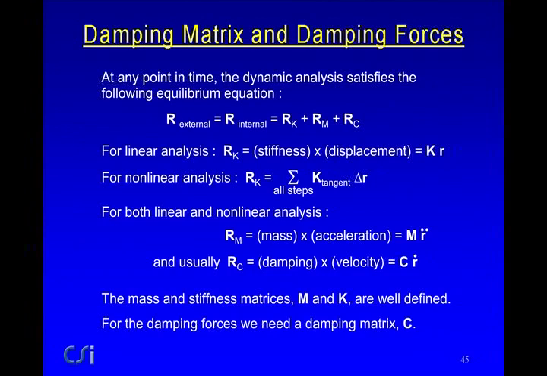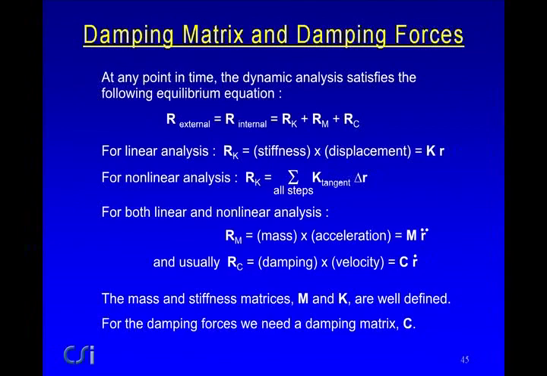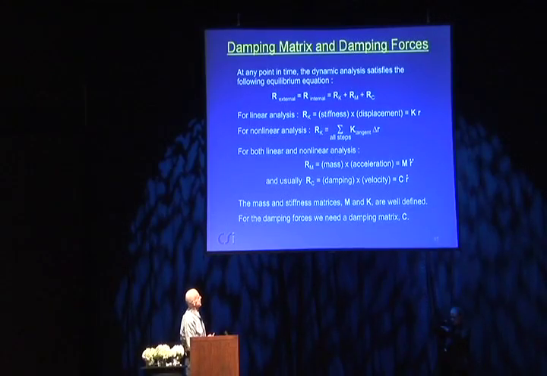Let's look at the damping matrix and the damping forces just initially. We're looking at equilibrium as this first equation. You have some external force that must equal some internal force. This is dynamic equilibrium. And the internal forces are those associated with the stiffness of the structure, the mass of the structure, and the damping. And it's these damping forces we're going to be interested in here. For linear analysis, the stiffness force is simply the stiffness times the displacement. For nonlinear analysis, the stiffness is changing all over the place, and basically it's kind of the sum of a tangent stiffness times some displacement increments.